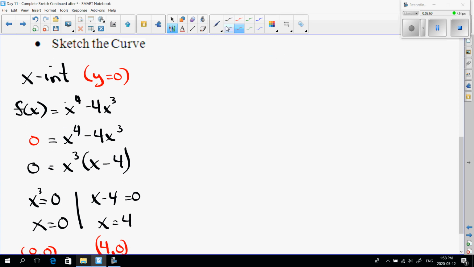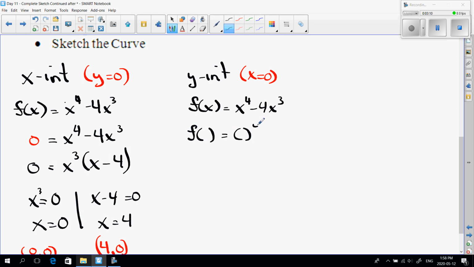Let's move on to the y-intercept. For the y-intercept, I'm going to let x equal 0. Y-intercepts are much easier than x-intercepts. F of x equals x to the fourth minus 4x cubed. Again, I'm using the original function. And this time, I'm going to replace the x's with a 0. I think you can probably figure out pretty quick what this is going to equal. 0 to the fourth is 0. 0 cubed is 0. So I have 0 minus 0 gives me 0. That point would be 0, 0, x is 0, y is 0. And it's the same as this x-intercept.